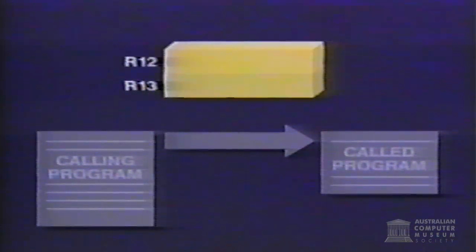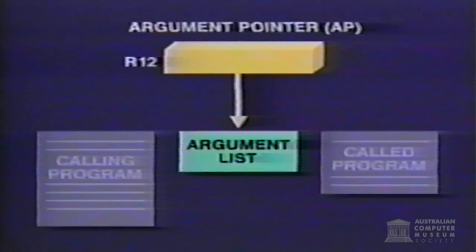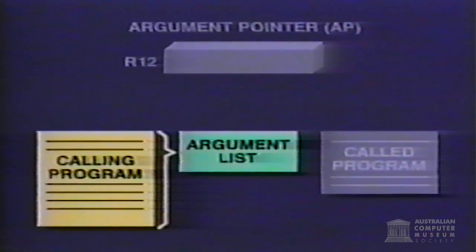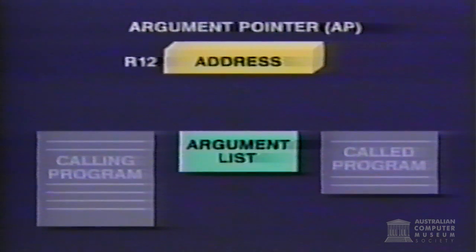Registers 12 and 13 also have special functions. They're used when one program calls or invokes another program. Specifically, Register 12 serves as the argument pointer, or AP. Register 12 points to a list of arguments to be passed from the calling program to the program that's being called. The calling program creates the argument list before it transfers control to the other program. This list contains numerical values, addresses, and other items of data to be used or operated upon by the called program. The calling program then places the starting address of the argument list in Register 12, the argument pointer.